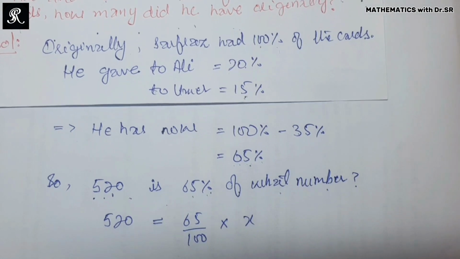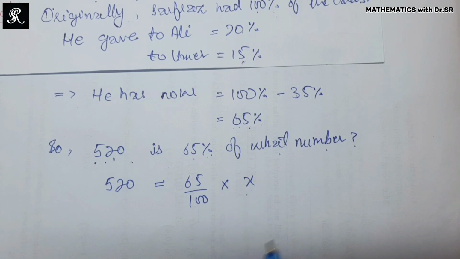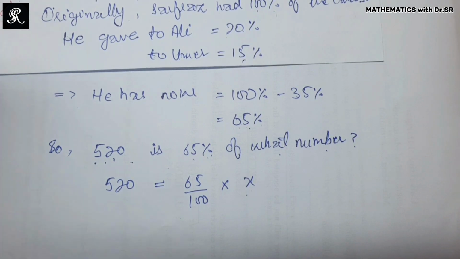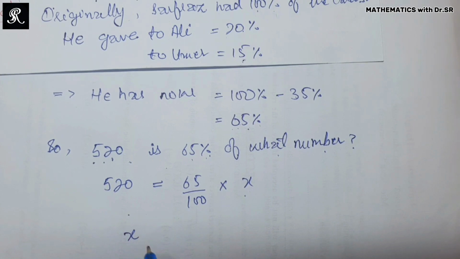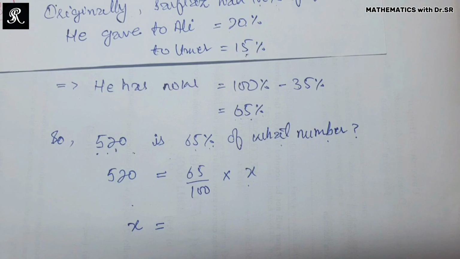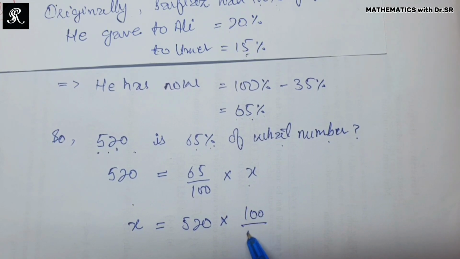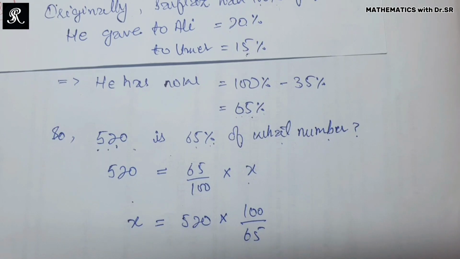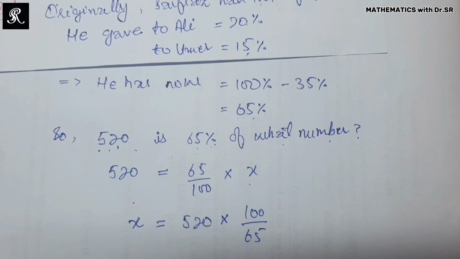Now we need to simplify this equation for the variable x, that we want to know the number of cards he had originally when he started the game. So we will simplify. In order to simplify, we will do here again a few manipulations and we will get the result 65. So we will reverse this fraction. When we simplify it, we will be left with 800. So this would be the solution.